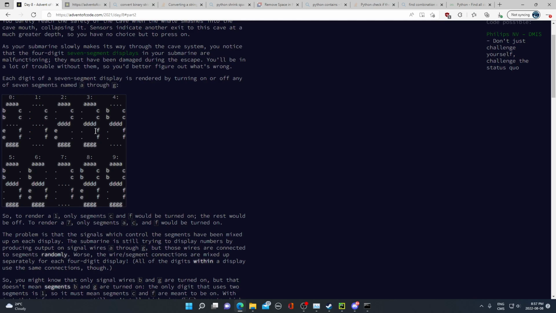So look at the length 6s. I have CF. If both segments are not in it, then it's 6. It's very quick.